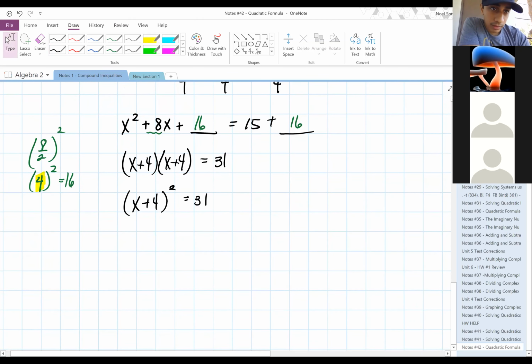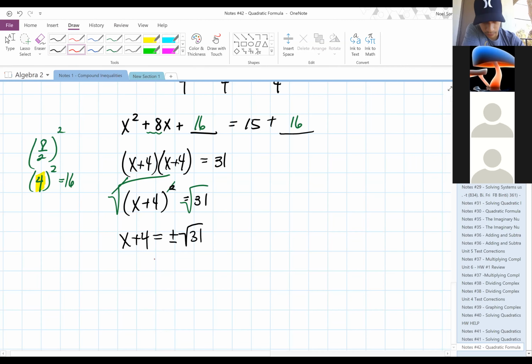So now, go ahead and square root both sides. Square and square root will cancel, and you're left with x plus 4 is equal to plus or minus the root of 31. Okay? All right, so when you solve, you're going to get x is equal to negative 4 plus or minus root 31.